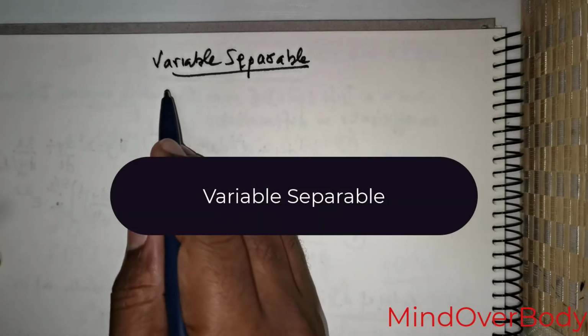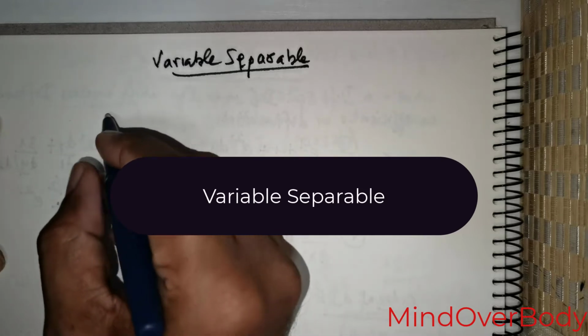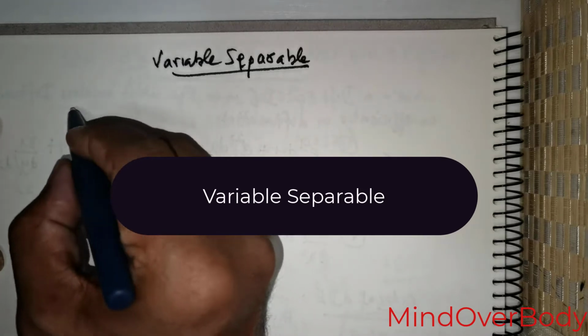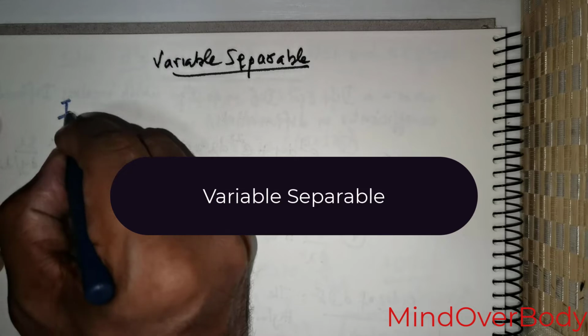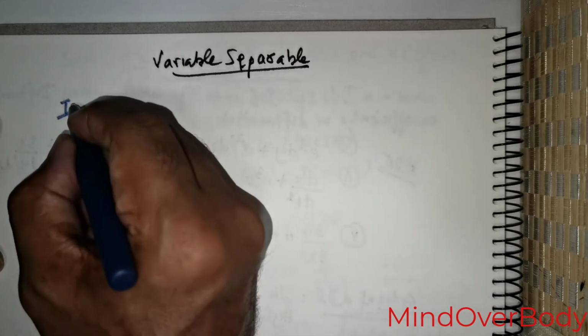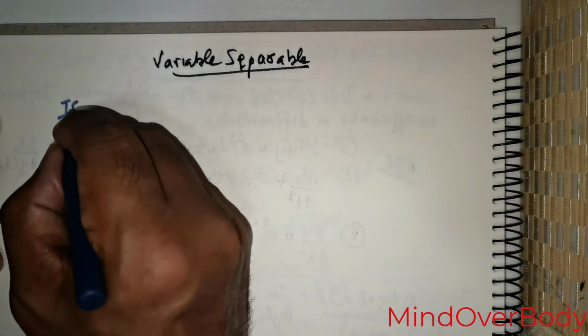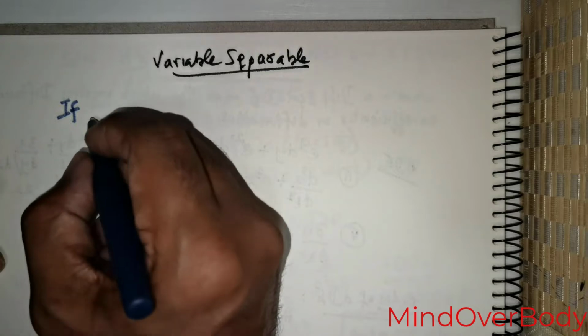Students, we will start off this class by performing problems on variables separable. Now it is important for us to understand the concept of variable separable by means of a definition. So this is the definition we will have to understand.